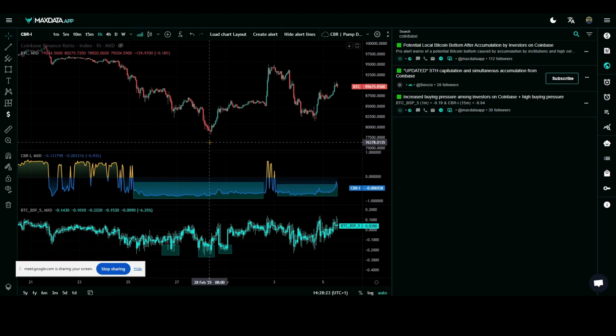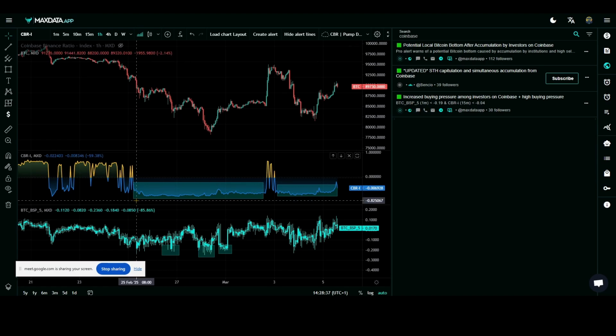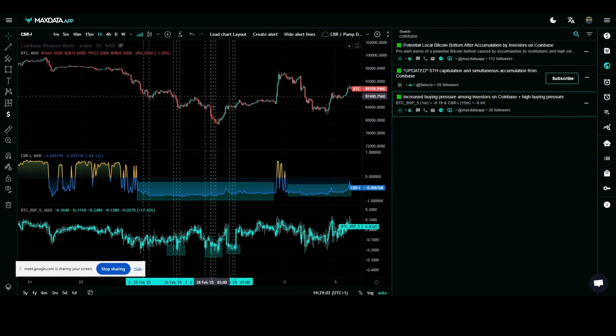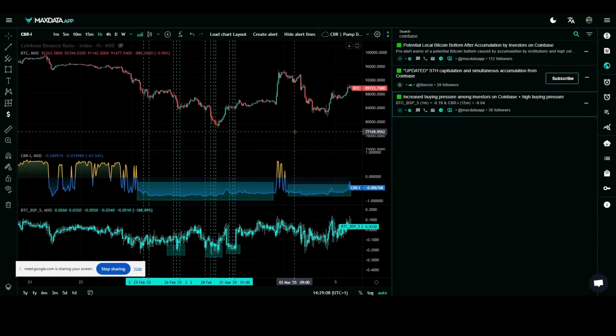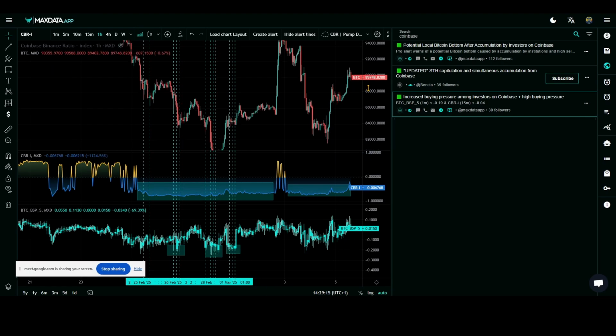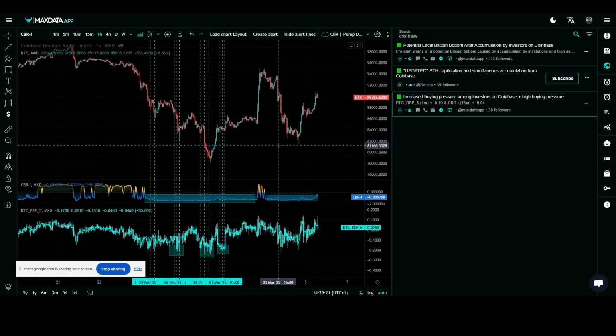So the Coinbase buyers, we often consider them as institutional investors. So right here, when we see the advantage of Coinbase buyers, we assume that this is an increase in institutional investors. And right here, this alert actually, right here. So these dotted lines right here indicate the moments when there was high buying pressure and increased Coinbase activity. And these moments, as we can see, were generally a good moment to accumulate Bitcoin.